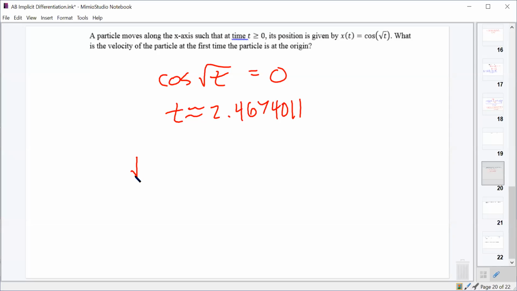So we want to find the derivative with respect to t of cosine of root t. And what do we want to do with that once we found it? We want to evaluate it. Not at 0, but we want to evaluate it at this t, at 2.4674011.